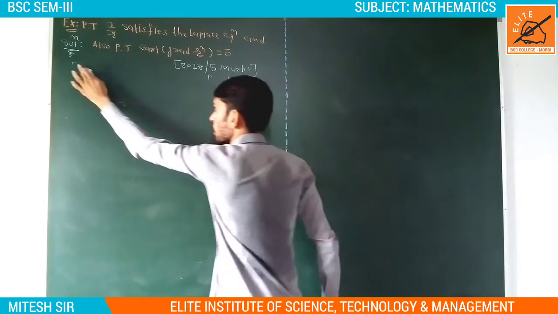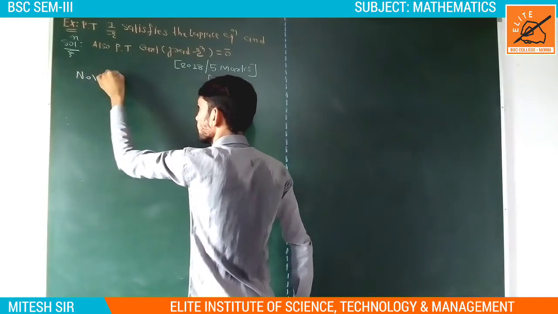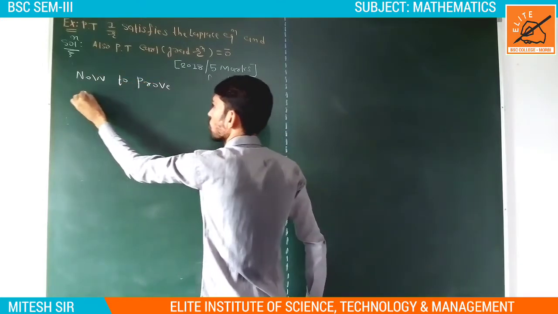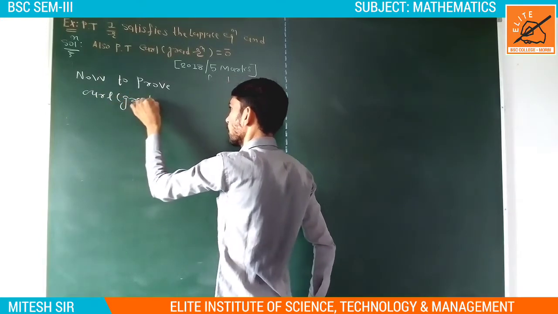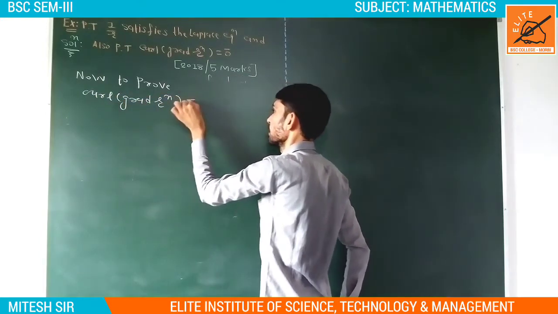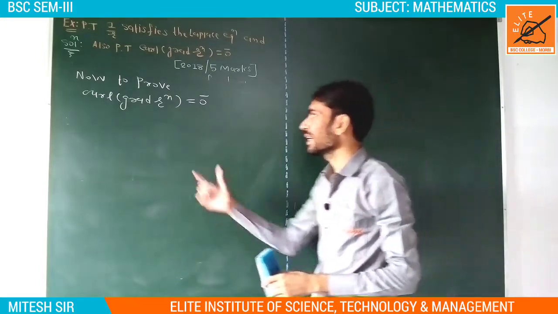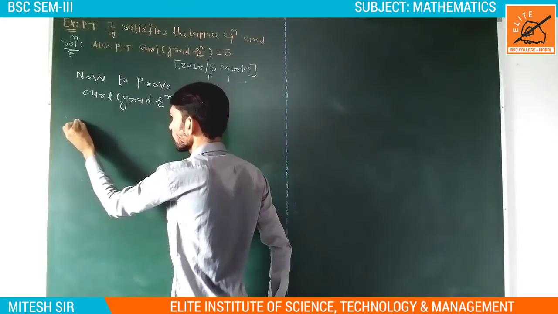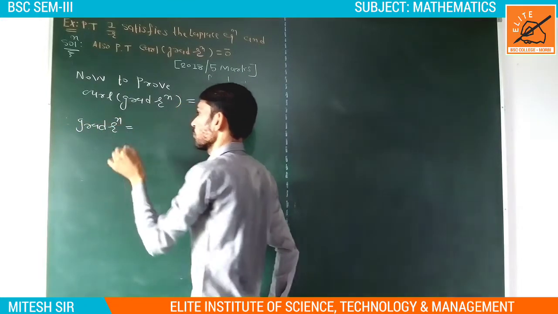So here we write as, now to prove curl of gradient r^n is equal to 0 vector. So first of all here we find the gradient of r^n. So here we write as gradient of r^n.